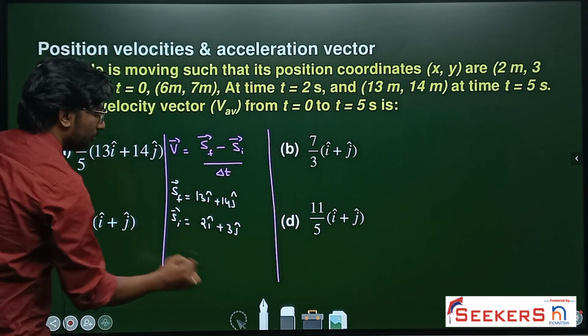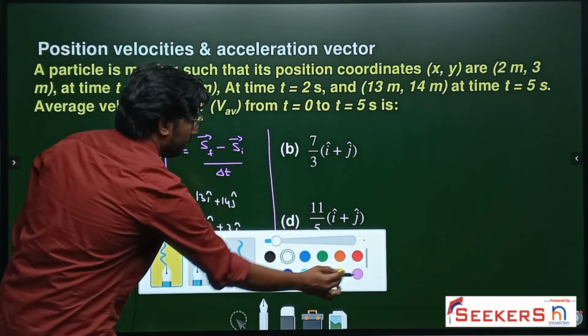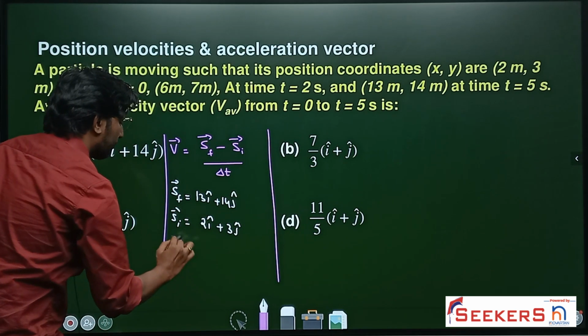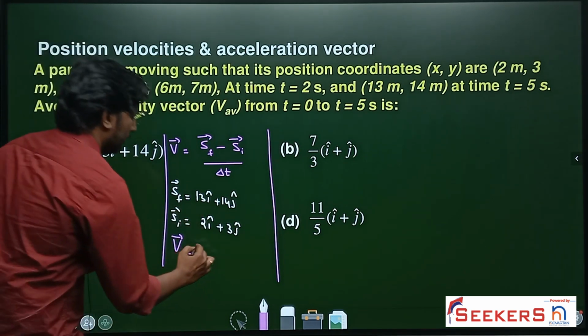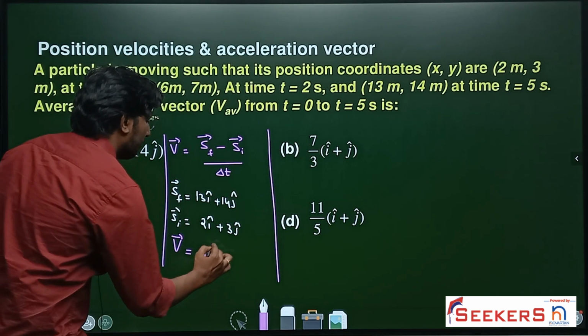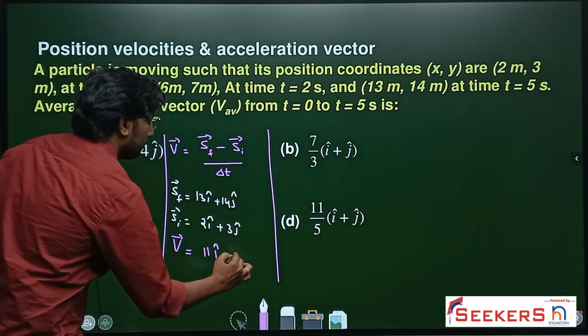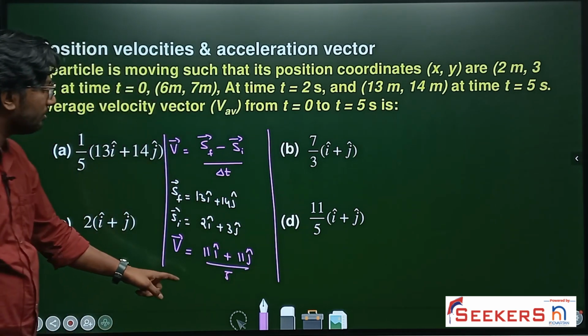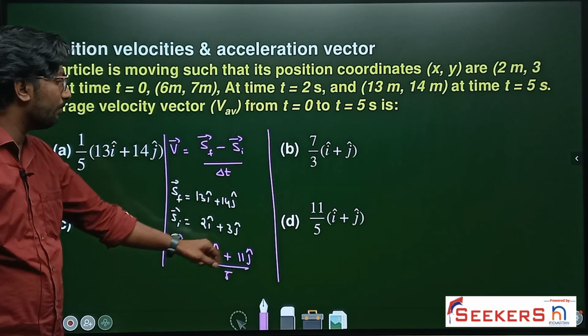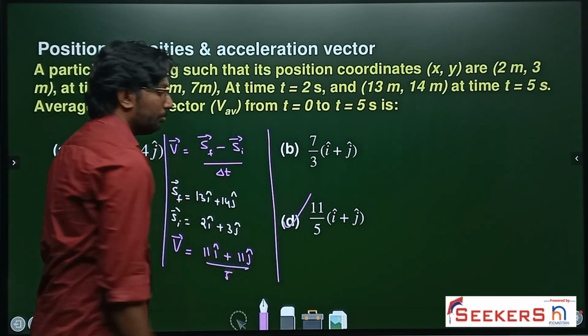So if you subtract these both and substitute in the numerator of the first equation, you will get the velocity vector as 13 minus 2, that will be 11 i cap plus 11 j cap, divided by 5 seconds. So your velocity vector should be 11 by 5 into i cap plus j cap, option D.